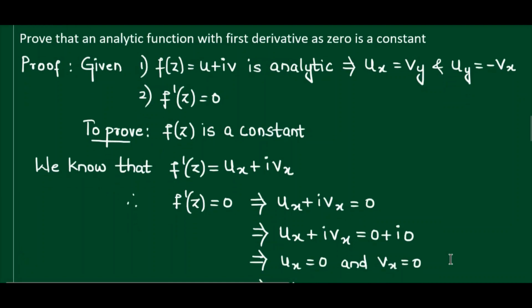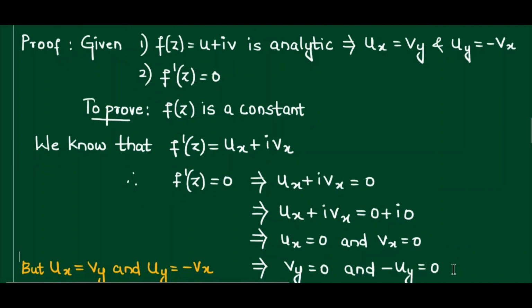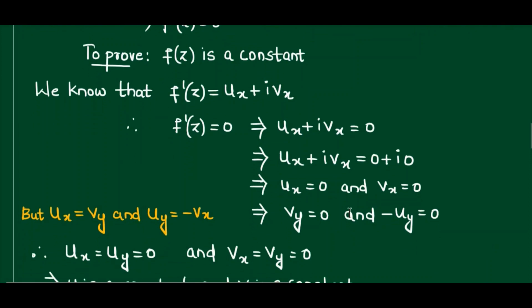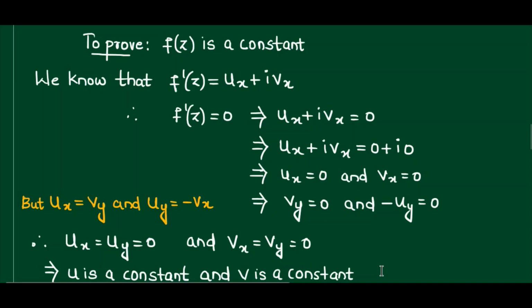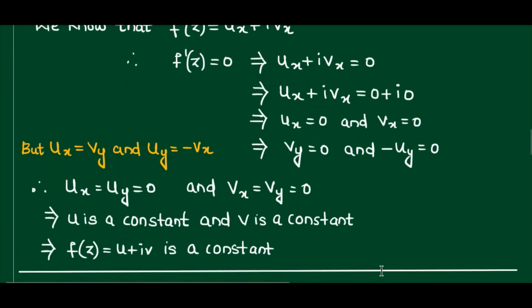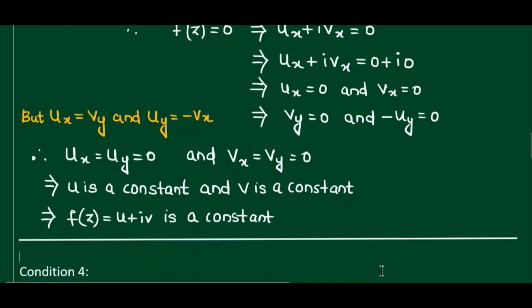Now comparing left hand side and right hand side, we get ux equal to 0 and vx equal to 0. But from the CR equations, you know ux is the same as vy, therefore vy equal to 0, and vx is the same as minus uy, therefore minus uy equal to 0. From these equations, we get ux equal to 0, uy equal to 0, vx equal to 0, vy equal to 0. Therefore u is a constant and v is a constant, and thus we can conclude f of z equal to u plus iv is also a constant.